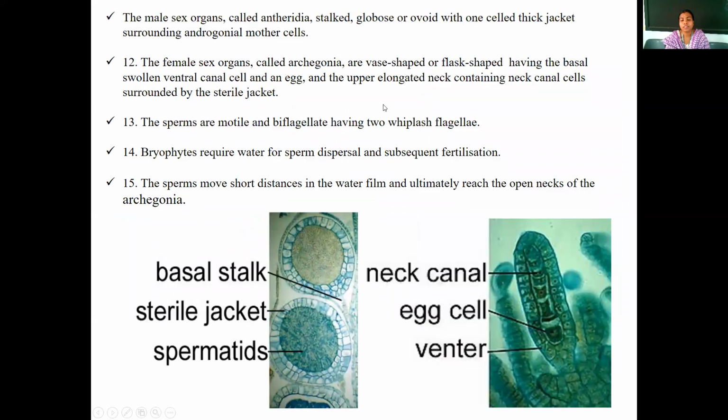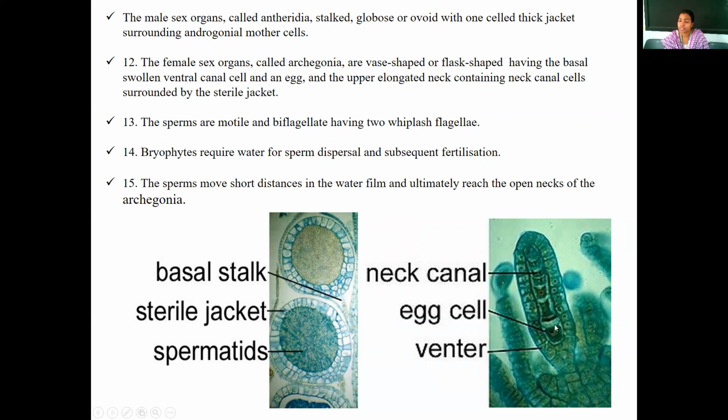Coming to sexual reproduction, the male sex organ we call antheridia. This is the structure of antheridia. It is club-shaped, surrounded by a single sterile jacket layer. The jacket layer is a protective layer which protects the androcyte mother cell until it matures to produce a sperm cell. It has a basal stalk and sterile jacket layer. Inside it, there is an androgonial mother cell. After maturation, the jacket layer breaks and releases the sperm cells.